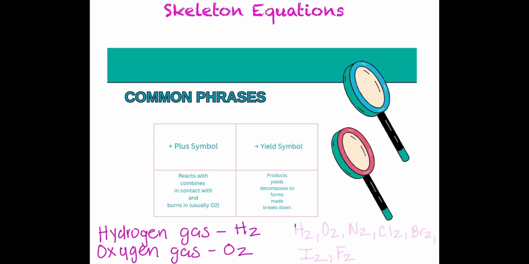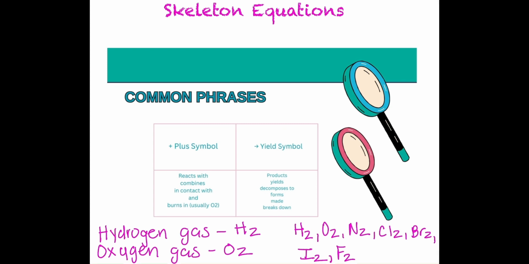I'm also going to write over here on our side our 7 diatomic elements. We have H2, O2, N2, Cl2, Br2, I2. Okay, so these are our 7 diatomic elements. Oh, and I'm also missing fluorine, F2. Anytime you see these elements, H2, O2, and so forth, these 7 diatomic elements are also identified as gases. So make sure you keep that in mind.